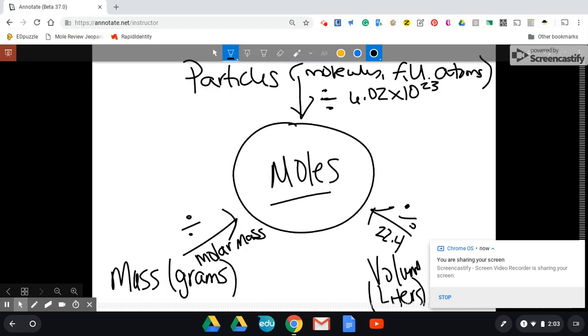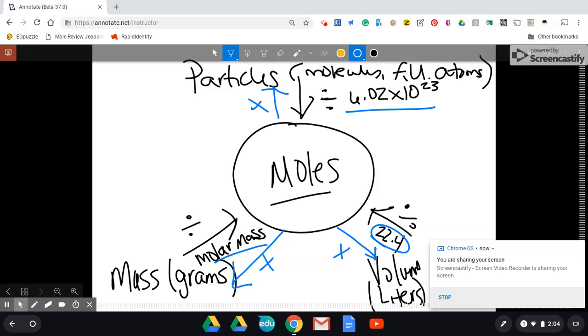Well, what if I want to come out of moles? Let's say I was in particles and I want to get to grams. When I come out, I'm going to do this in a different color. If I come out, then I have to multiply. I'm going to multiply by the molar mass. I'm going to multiply by 22.4 if I'm trying to get to volume. Or I'm going to multiply by 6.02 times 10 to the 23rd. So you have got to remember this is how we come in and out of moles.